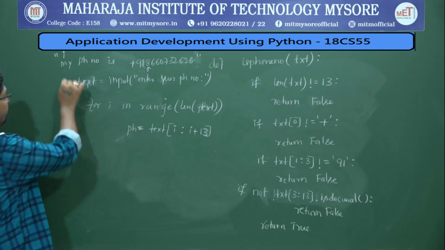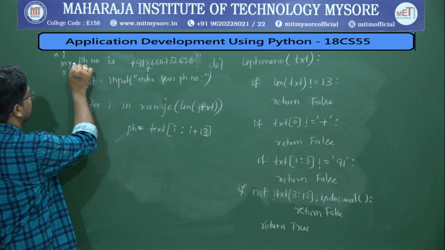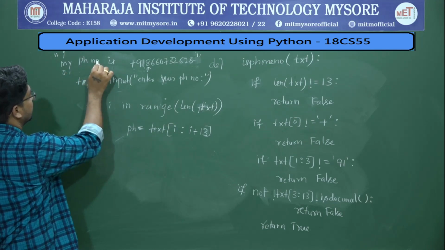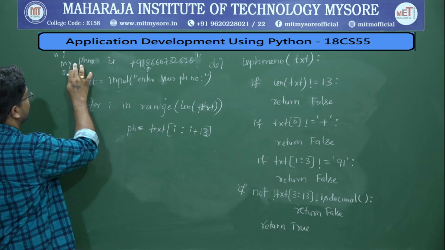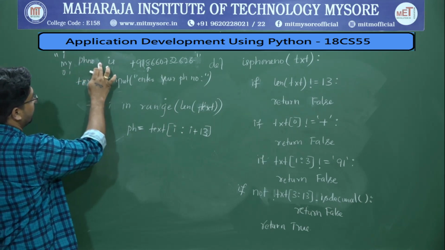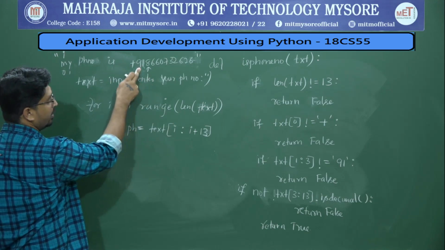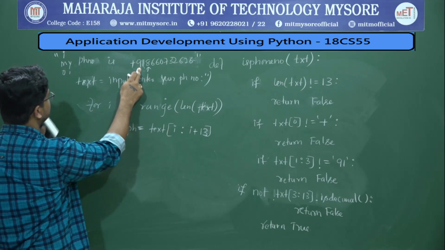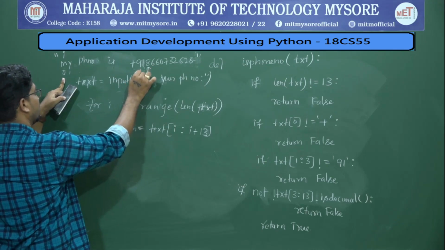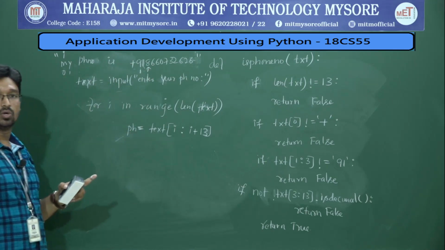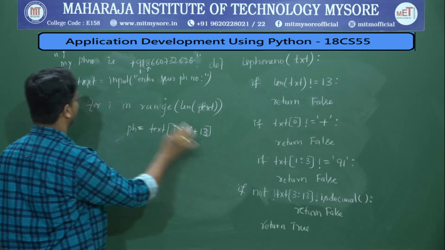But what about here? If you start from here, 0, 1, 2, 3, 4, 5, 6. It is a phone number. 0, 1, 2, 3, 4, 5, 6, 7, 8, 9, 10, 11, 12. 12 characters. So 12 means 13 characters here. So till 12, 0 to 12 you need to consider.